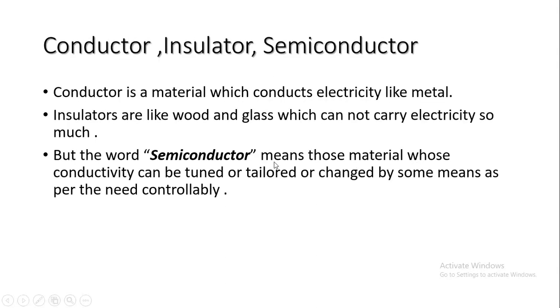So let us see in the next slide the conductor, insulator and semiconductor, okay. Conductor here refers to metal only. The conductor is a material, okay, which conducts electricity like a metal, okay. So it is one of the good materials which conducts electricity, okay, nicely. And insulators are like wood and glass which cannot carry electricity so much, okay. Like if you take any wood and if you apply some voltage, you cannot have any current over there, okay.